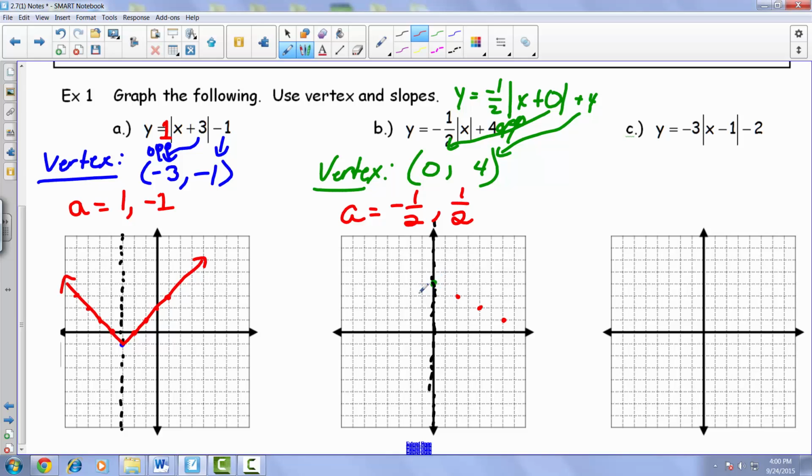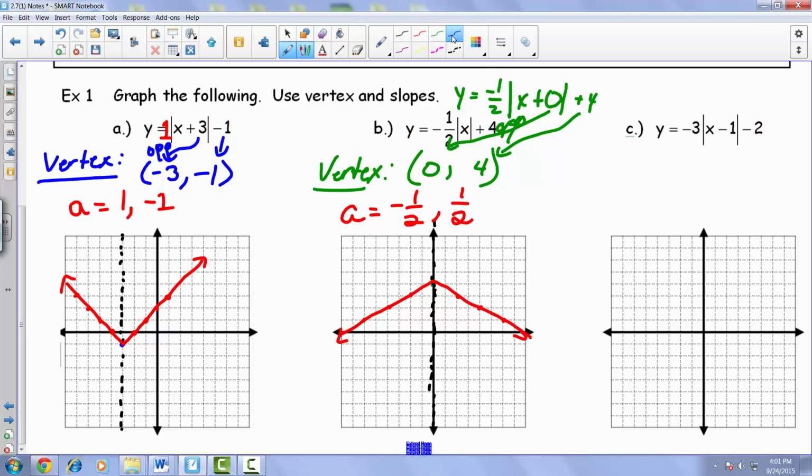The positive slope would be when you go down 1 to the left 2. Down 1 to the left 2. So here again would be that positive part of the slopes. Get to our vertex, then we end up with our negative slopes. So more or less that is what our V should look like.